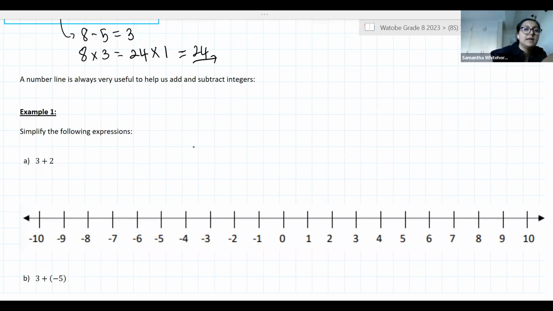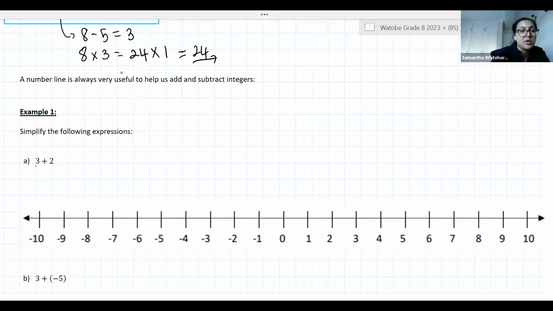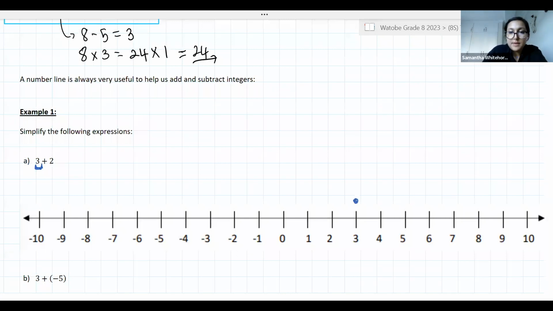So to use a number line, we need to establish what values we're working with. I can see here that I'm starting with a positive 3. This is why the number line is useful, because we've got our negative values on the left, our positive values on the right, and 0 in the middle. And so we can make sure that we're always working with the correct sign. So here I am at positive 3, and I've been told to add 2.